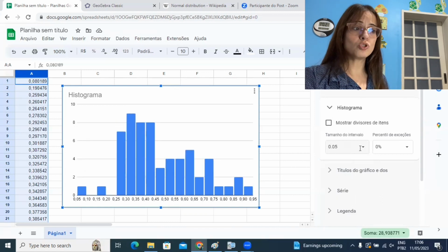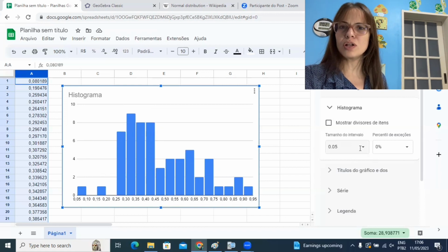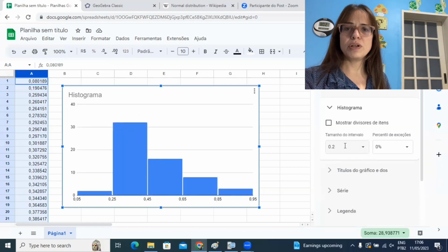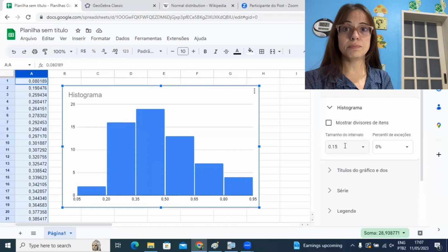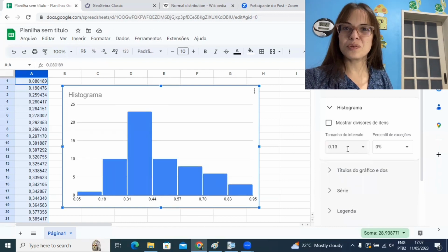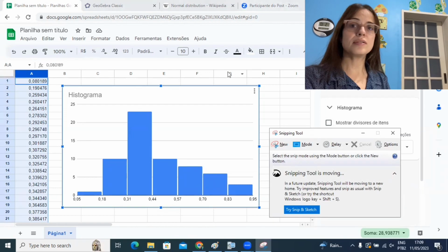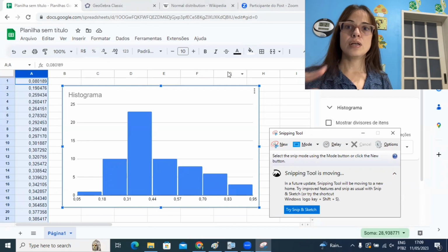If you make the intervals too small, you start to see things that go up and down, and that is not looking very good if you want to make it look like a normal distribution. On the other hand, if you make them too large, then you don't have that many bars, which is less information visually. 0.15 is looking kind of good. So I don't know, I think I'm just going to go with the 0.13 that Google Sheets chose automatically anyway. Okay, so the next thing that I'm going to want to do is to put the image of this histogram into GeoGebra, because I'm going to try to overlay the graph of a normal distribution on top of it.